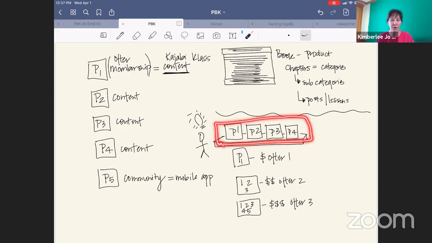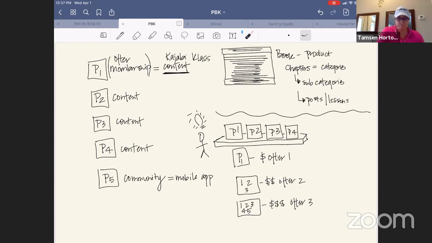Tamsin, may I ask a question, please? If we've already built a product and we want to put it into our membership, can we just move it in, or do we have to rebuild it within the product that we call our membership? Nope.